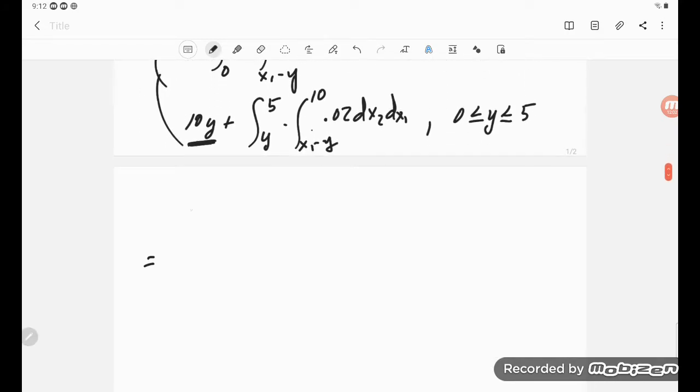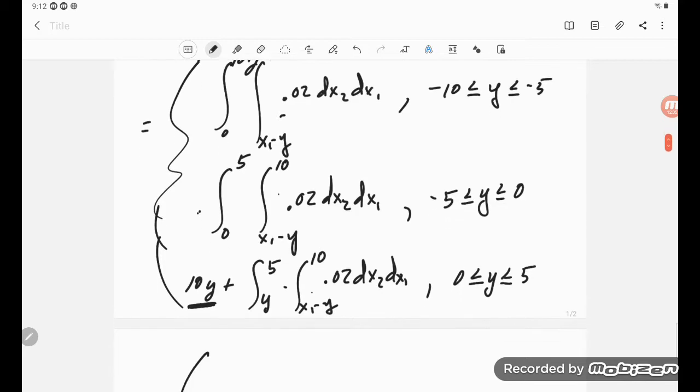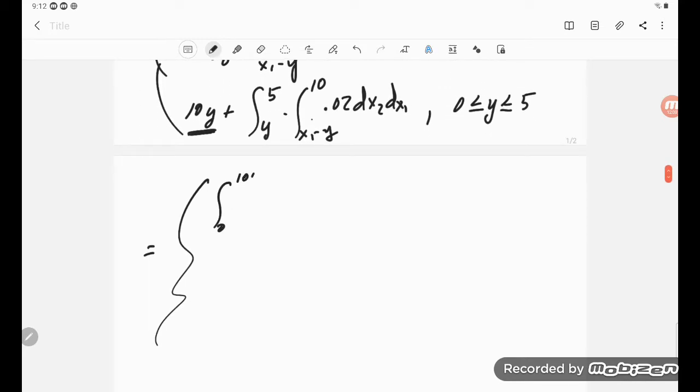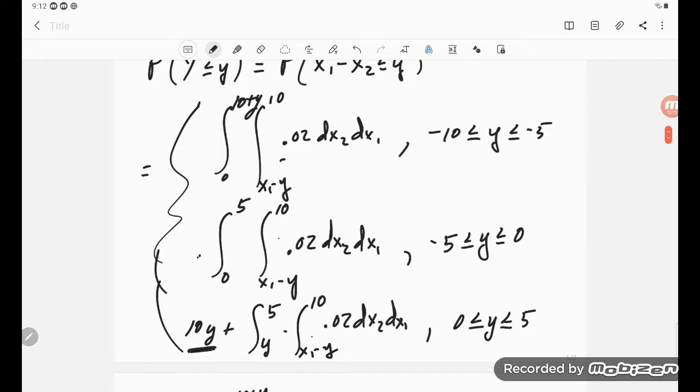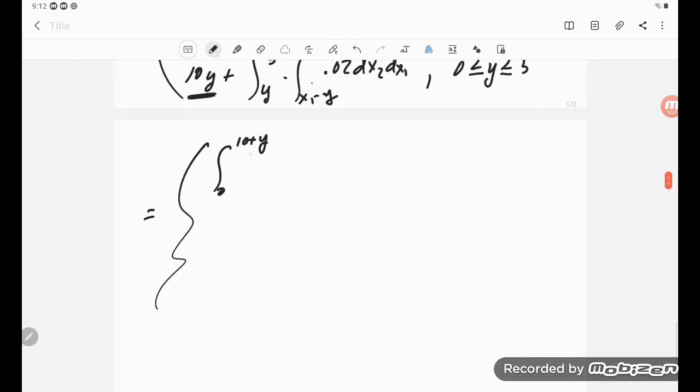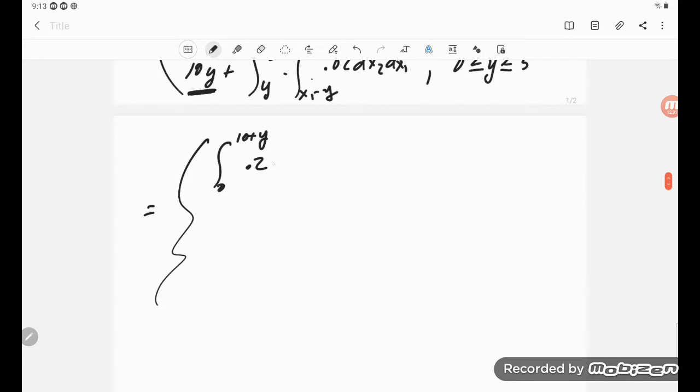at any rate, we have 0 to 10 plus y, and the inside of this thing with respect to x2 is always just going to be 0.02 times 10, which is 0.2, and then minus our x1 minus y, so we have 0.2 plus 0.02y and minus 0.02x1, and this is all dx1, and that's for minus 10 less than or equal to y less than or equal to minus 5.